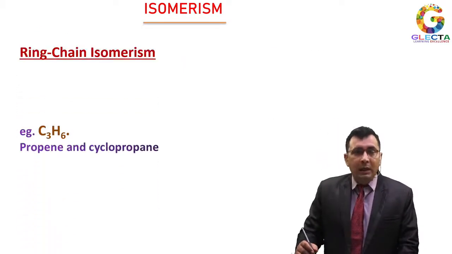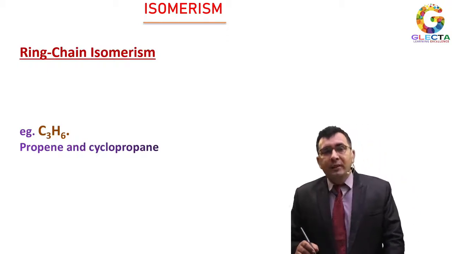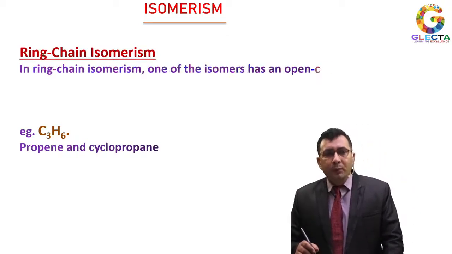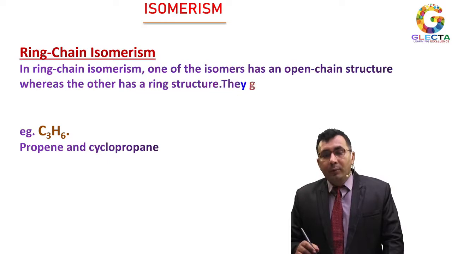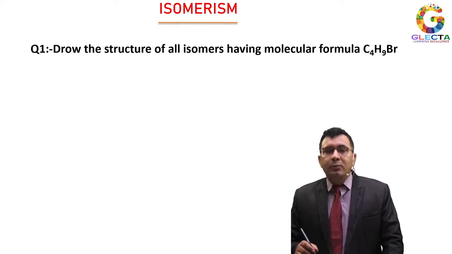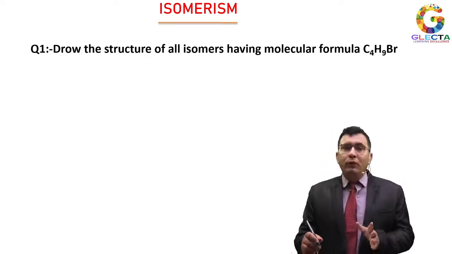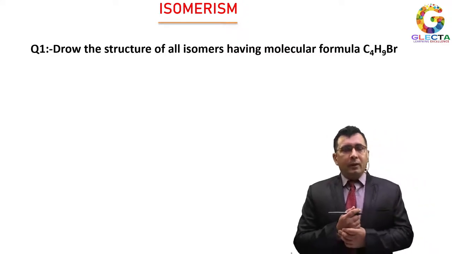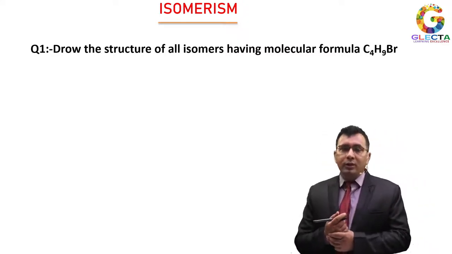Now let's move to the last, that is ring-chain isomerism. For example, propene and cyclopropane. Propene has the general formula C3H6, and the same formula is present in cyclopropane. Now let's move to some examples. Some questions from the same unit.